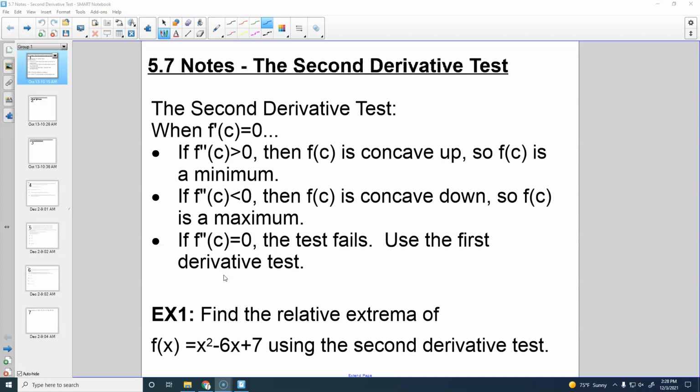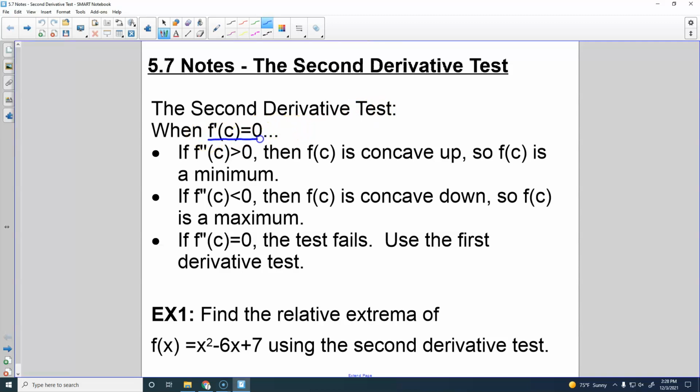For the second derivative test, you are first going to find when f prime of c equals 0. What are those points called when the derivative equals 0? Not points of inflection, critical points. No, I did not say double. Just a single prime here.